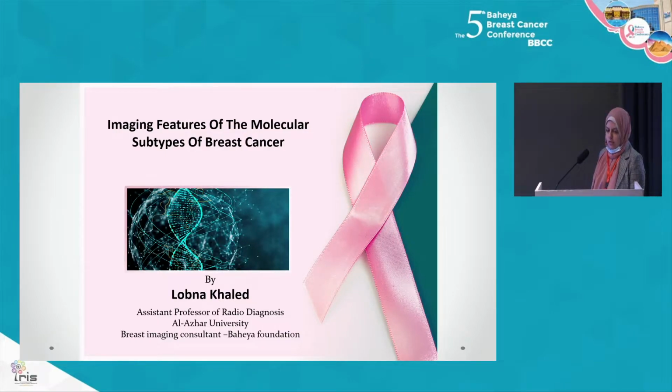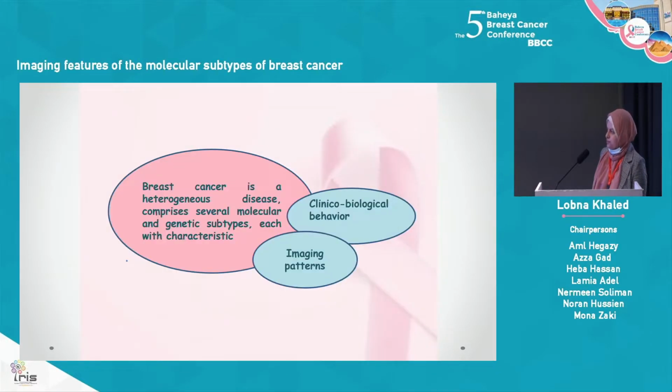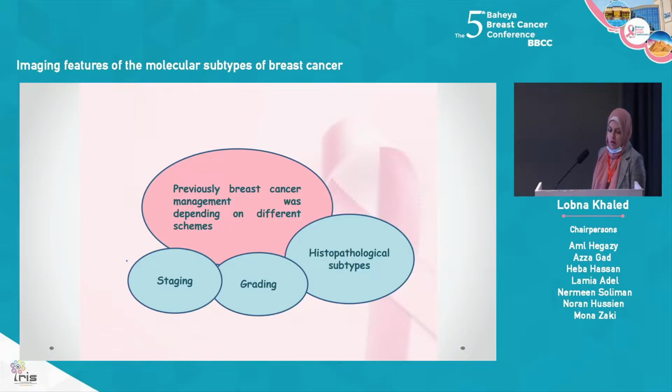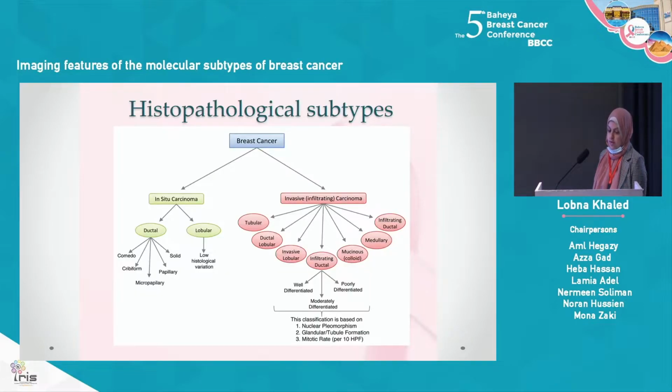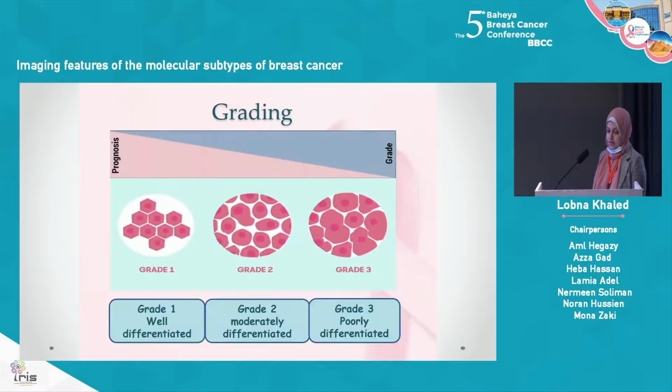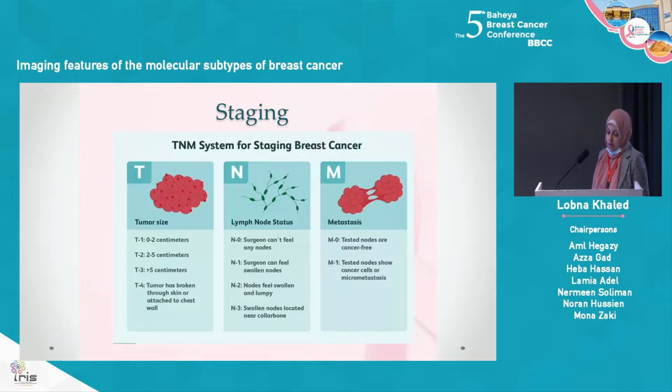Imaging features of the molecular subtypes of breast cancer. Breast cancer is a heterogeneous disease comprising several molecular and genetic subtypes, each with characteristic clinical biological behavior and imaging patterns. Previously, breast cancer management depended on different schemes, namely histopathological subtypes, either in situ carcinoma or invasive carcinoma, grading according to tumor differentiation, and staging according to tumor size, lymph node status, and distant metastasis. But these schemes don't provide sufficient information for specific therapy, accurate prognosis, and survival outcomes.